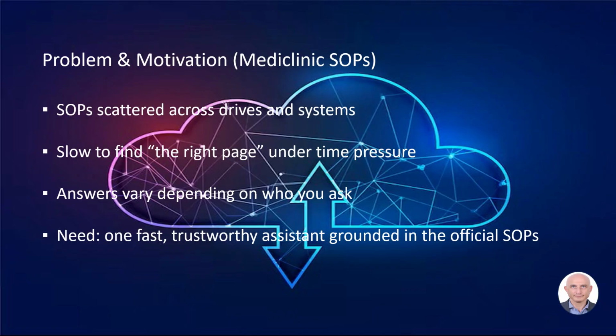In a hospital environment like MediClinic, frontline staff rely on standard operating procedures for safe care: pre-op fasting, sedation, checklists, infection control, and so on. In practice, these SOPs live in different folders, shared drives, or systems. When someone asks, for example, what's the pre-op fasting protocol for pediatric patients, it can take a while to find the right document and then the right page. That slows decisions and can lead to inconsistent answers. My goal in this project was to prototype a small assistant that always points back to the official SOP documents, not random web content and not someone's memory.